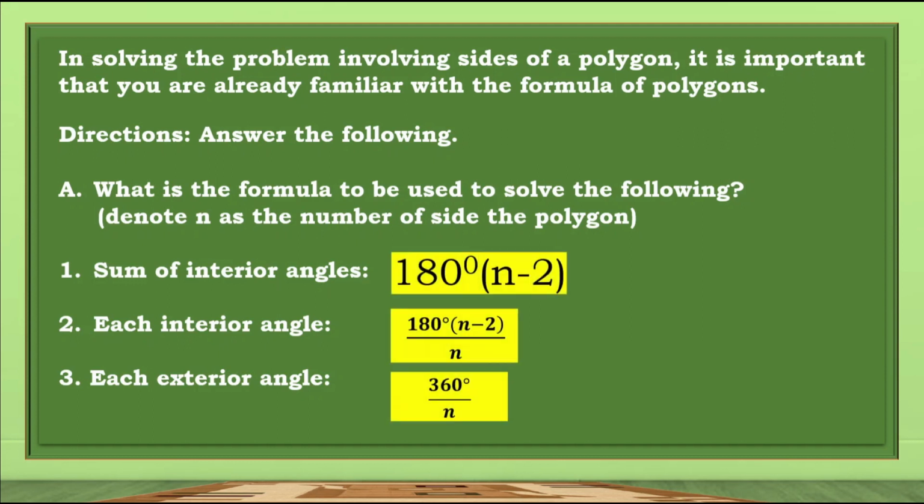Great! So we have 180 degrees times the quantity of n minus 2 as the formula for the sum of interior angles, 180 degrees times the quantity of n minus 2 all over n as the formula for each interior angle, and 360 degrees over n as the formula for each exterior angle.